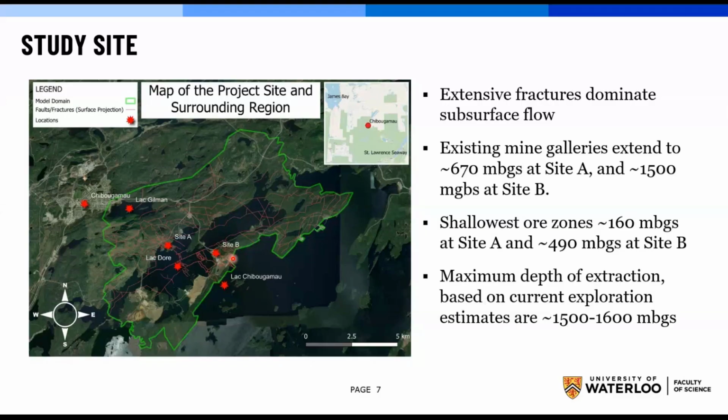Speaking a little bit more about the anthropogenic changes to the subsurface that are already there. There are existing mine workings, existing galleries at both site A and site B. Site A is much shallower, going down to about 700 meters below the ground surface. Site B is almost 1.5 kilometers. They have found ore bodies fairly close to the surface, specifically at site A, as close as about 160 meters below ground surface. So this gives us an idea of the depth at which they may want to dewater into the future.